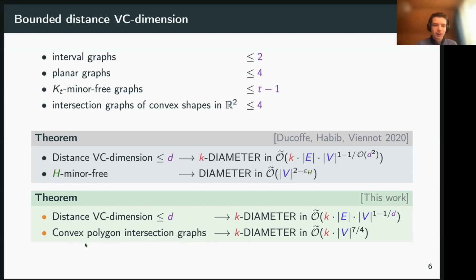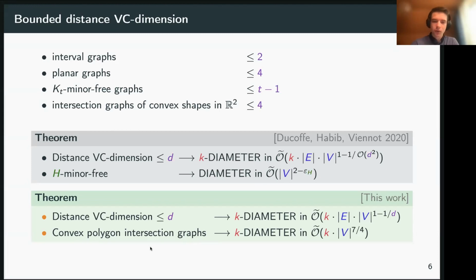And the second thing we did is we adapted these techniques to intersection graphs. Namely, we solved the problem for convex polygons in the plane. So we have a fixed convex polygon, and the graph is just the intersection graph of some translations of this convex polygon. They are all rotated the same.